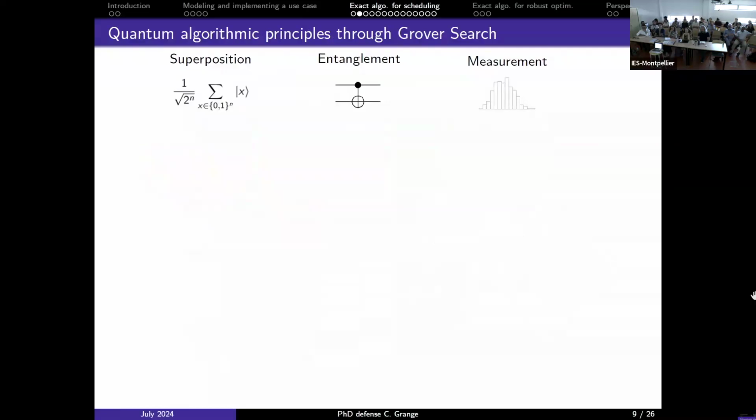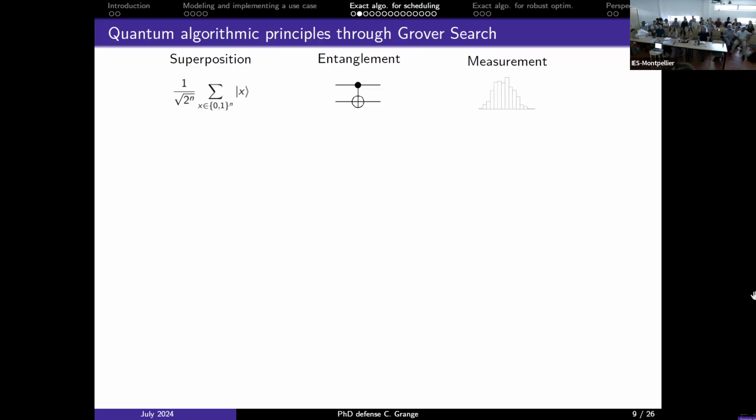So before going into the details of this part, I just wanted to illustrate the difference between quantum and classical algorithms. There are three main principles that quantum algorithms have and that classical algorithms don't have. They are superposition, entanglement, and measurement.